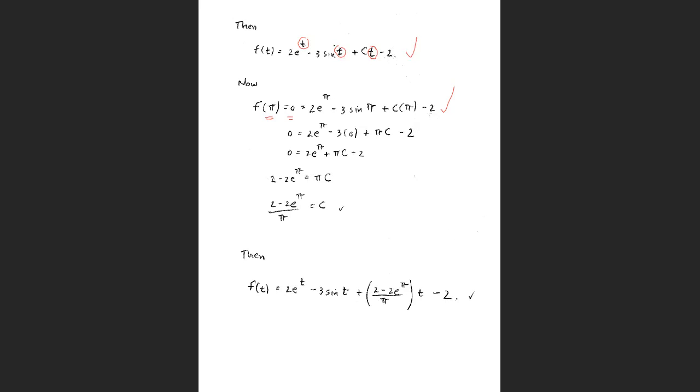Well, all right. So we solve for the constant, and we'll find out that the constant equals 2 minus 2 times e to the pi power divided by pi. You can get some very interesting constants. Okay, let me know if there are any questions.